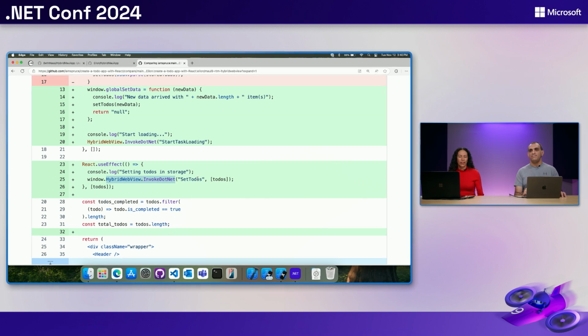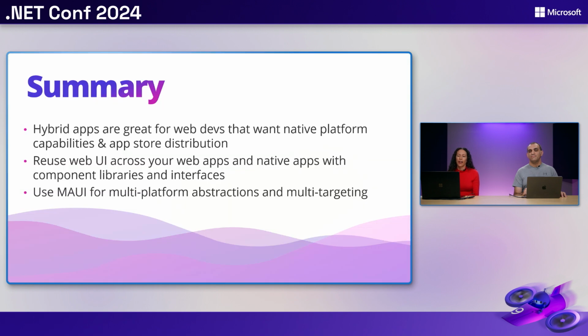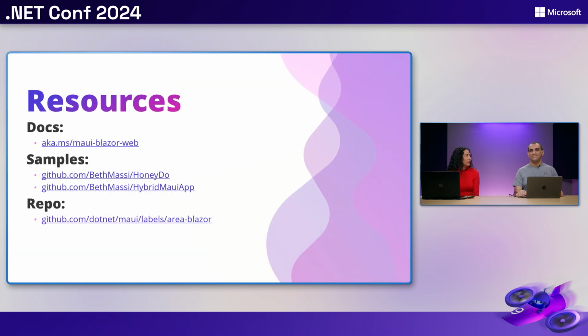That's cool. Awesome. So in summary, we just want to let everybody know that hybrid apps are really a great way for you as web developers that really need native platform capabilities and maybe App Store distribution to go ahead and do that. You reuse your web UI across native apps and web apps, and you use component libraries and interfaces in the case of Blazor to provide different implementations depending on where you're running. Use the MAUI abstraction layer for multi-platform and multi-targeting, and have an awesome time doing that.